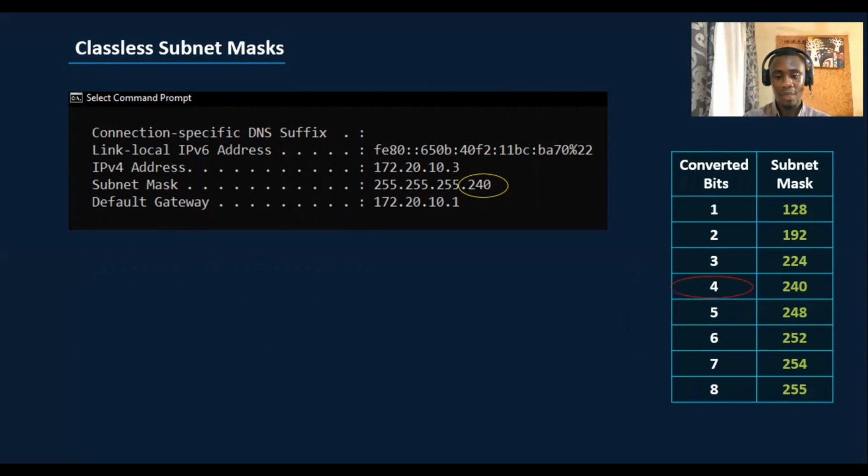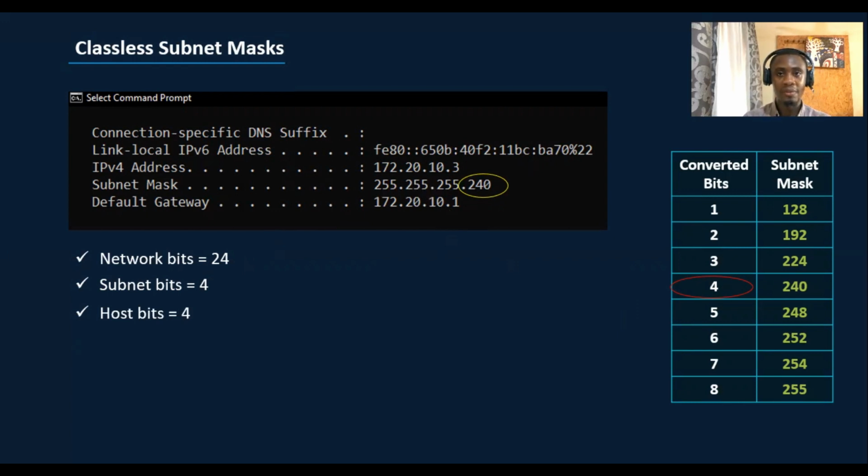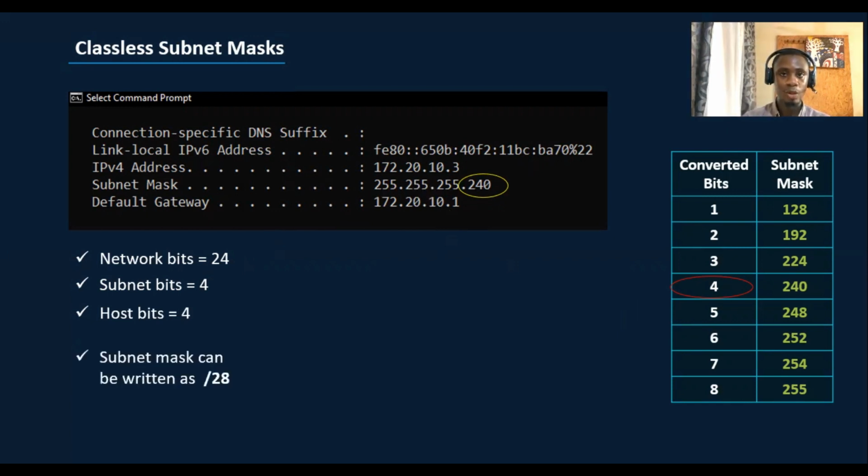And so we have the network bits being 24, which is what we all know. So 255 here will give you 8 bits, 255 8 bits, 255 8 bits. So that gives you a 24. And we have 4 converted bits, so that will give you the subnet bits of 4. And then we have the rest being 4 bits, giving you a total of 32 bits for an IP address. So this can be represented as a /28.